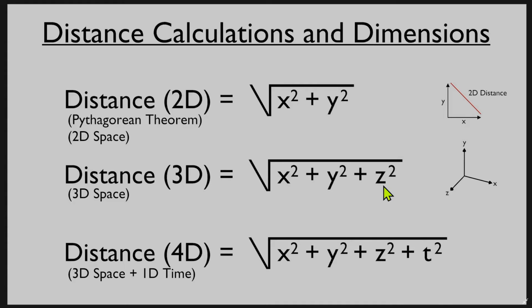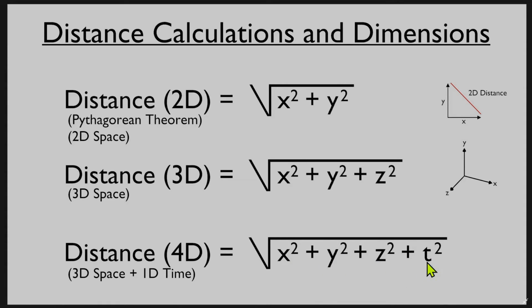So what did Einstein do? He took an equation similar to that, like this one right here, and all he did was turn it into a 4-dimensional equation. He took the 3 dimensions of space and added a dimension of time. So it looks like this. This is essentially the distance in 4-dimensional space.